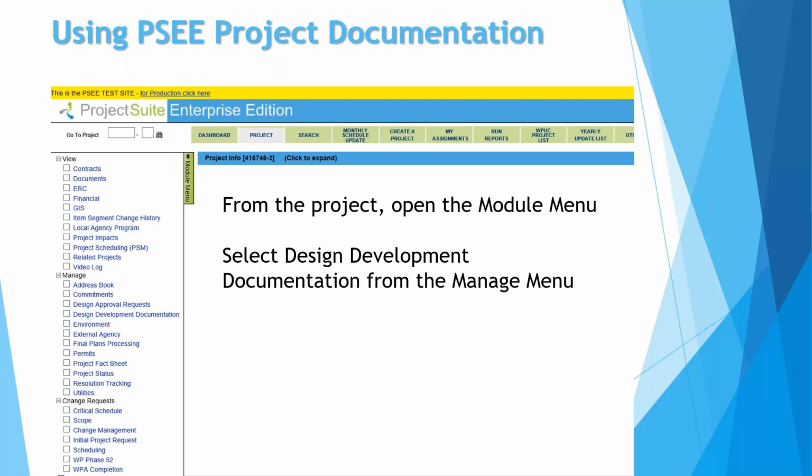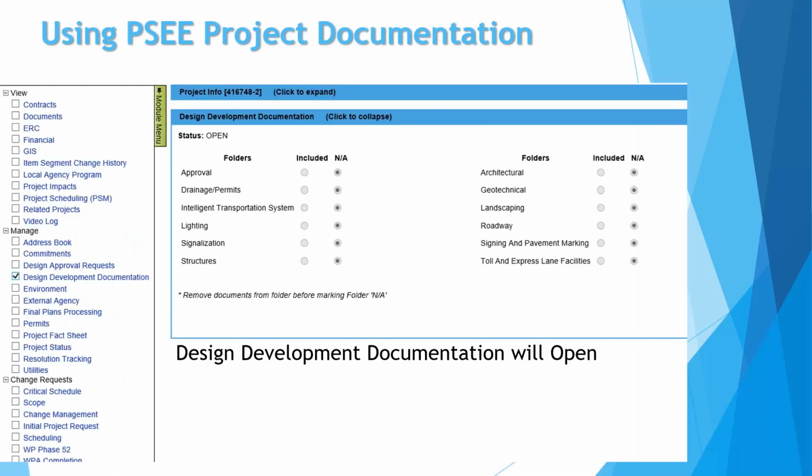Most of you should be familiar with Project Suite by now. If you open your project in Project Suite, under the Manage area, you will find Design Development Documentation. Select that. Once you select Design Development Documentation, the module will open. These are the folders that are currently listed in the FDM. You would select the folders that apply to your project. We have approval, architectural. Again, just read through them, go down through, and select the folders that apply to your project.